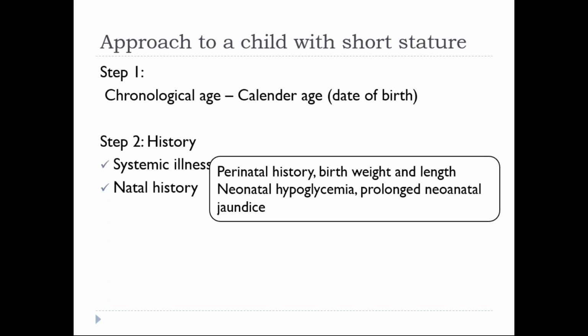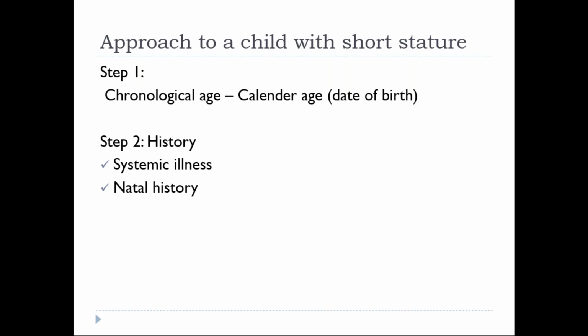Is there any metabolic problem? Was there any prolonged neonatal jaundice? Has the child had a metabolic problem or a neurological problem at birth? The child is a cerebral palsy child. All that concept you have to come out in. Okay. Next is your dietary history.